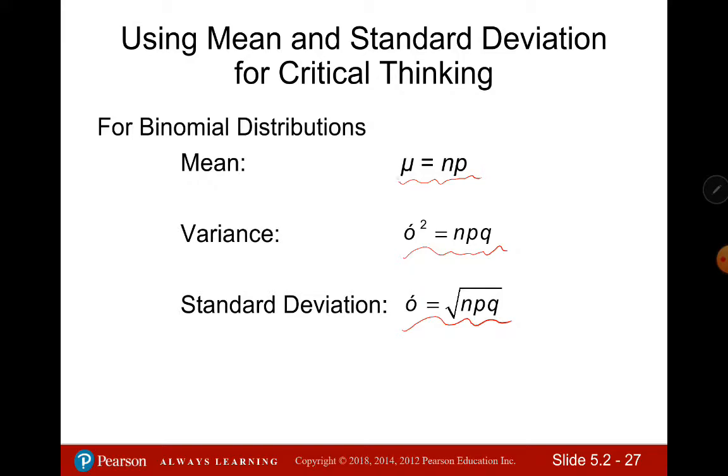If we want mu, we only need to find the product of n times p, and so on. Here is the notation for sigma squared, and this one is actually sigma. Remember, we are talking about the parameters, so we should use the parameter notation for the mean and the standard deviation. So we use mu, not x bar. We use sigma, not s.